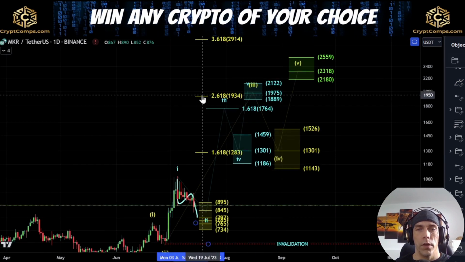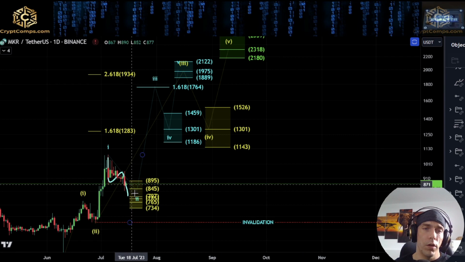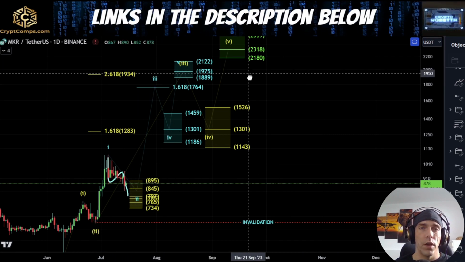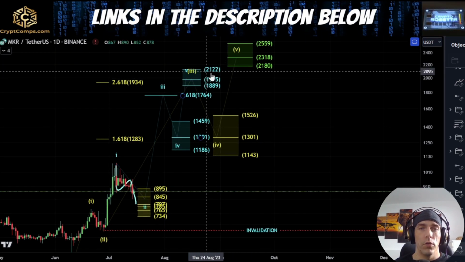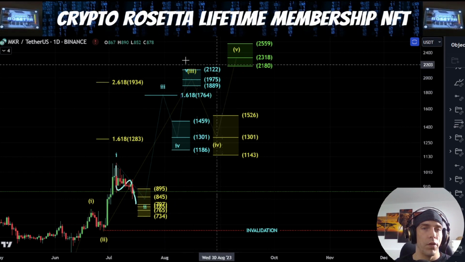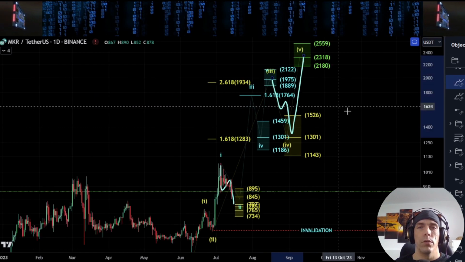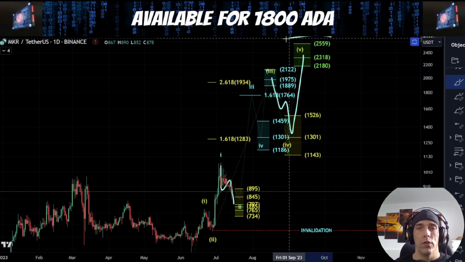towards this zone here of this 1.618, which would be this 1764. So that would be 1 2 3 4 5 up into this high. We would be looking for this 2222 to this 1889 as a potential 5th wave. Now if we do get a move up in this way, we'd then be looking for this additional 4th and 5th, which would then push us directly up here.